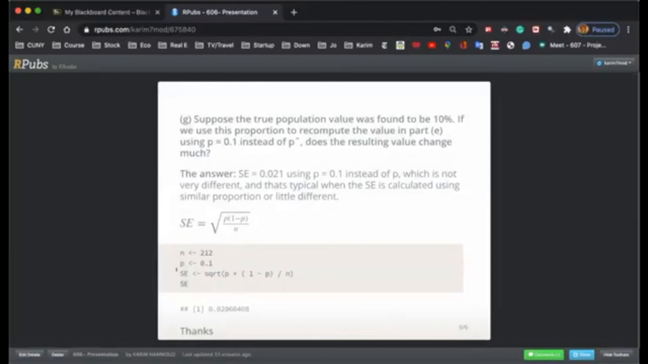And the last question is they wanted us to use p instead of p-hat. So basically we apply the same formula, and it gives us around 0.021, and that's very close to when we use the p-hat. So when we use the p it's just very close. And that's it for me.